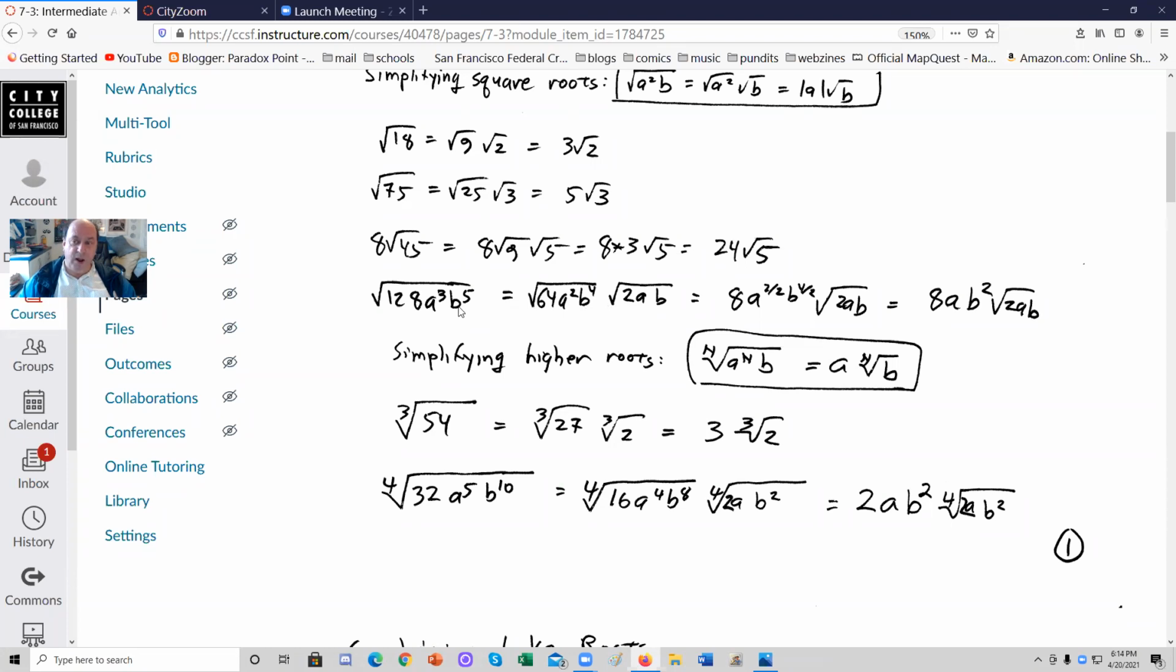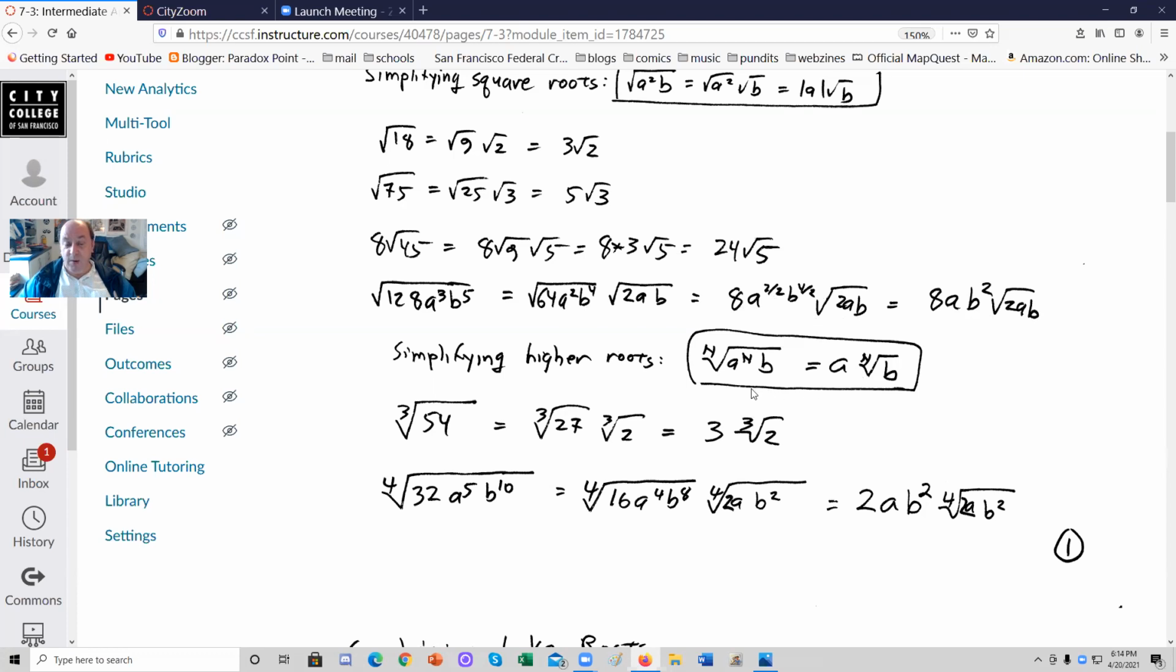What's the largest square factor of b to the 5th? Or in other words, what's the largest even number no bigger than 5? It's 4. So root b to the 4th, root b. Now here, root 64 is 8. The square root of a squared is a to the 2 halves. The square root of b to the 4th is b to the 4 halves. Times root 2ab. So 8ab squared root 2ab from this.